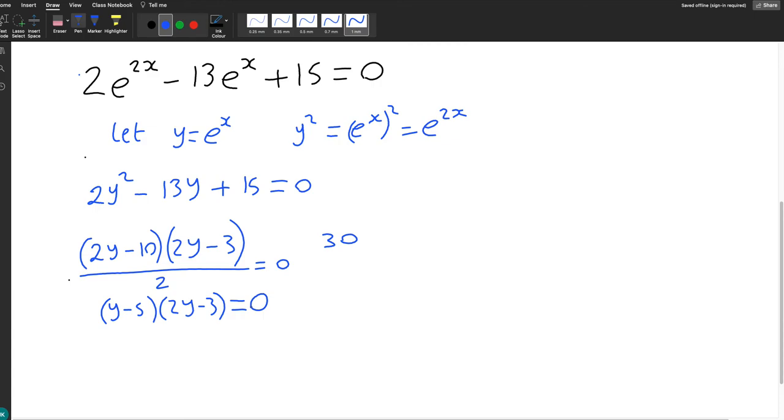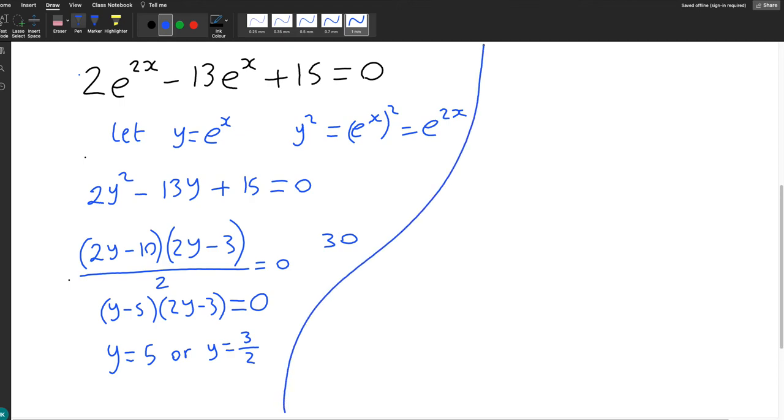So that means that y is equal to 5 or y is equal to 3 over 2. But it's not y that we're interested in, it's x. x is the thing that we're interested in. So let me just separate this. Instead of saying y equals 5, I'm going to say e to the x equals 5, or e to the x is equal to 3 over 2.